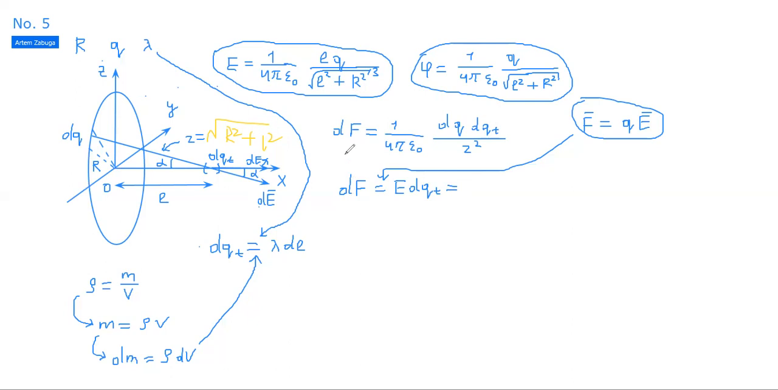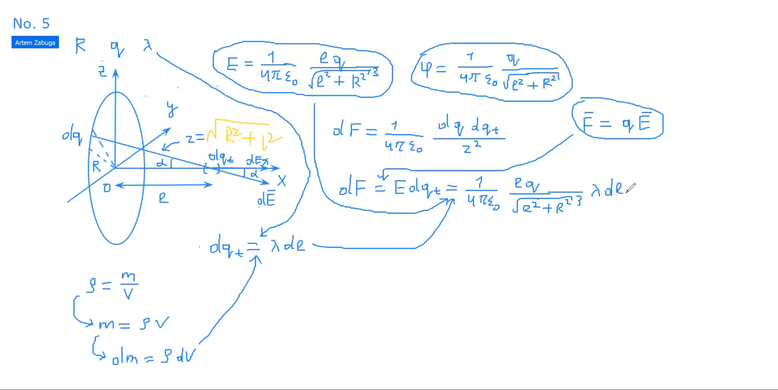Okay, let's make a substitution. So from here we have 1 divided by 4π ε0, L q divided by the square root of L to the power of 2 plus R to the power of 2, and λ dl.